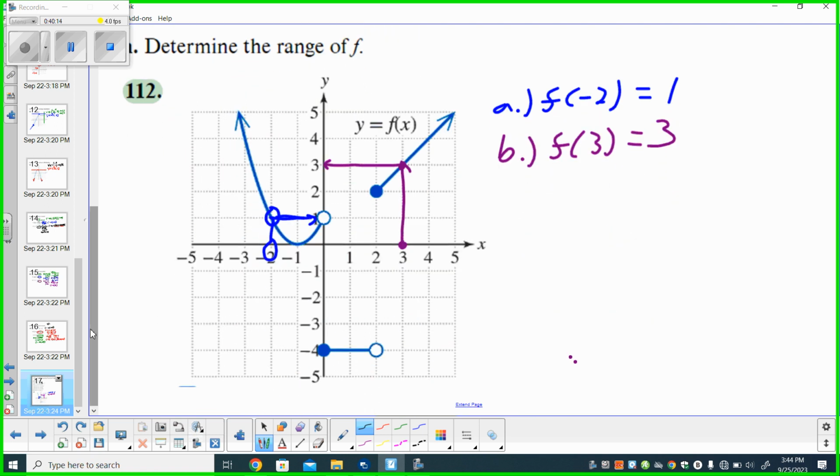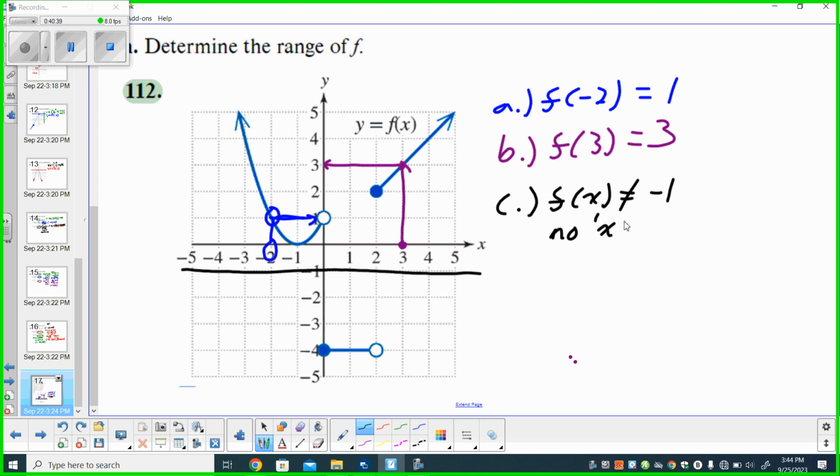So what I'll do now is go to y equals -1, and draw a line going through it. Is there any value in which y equaled -1? Hopefully you saw that that black line went through none of the graphs. So f of x does not equal -1. So there are no x's, or no x value, no solution, however you want to say it.